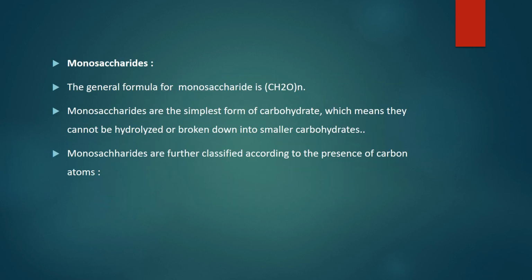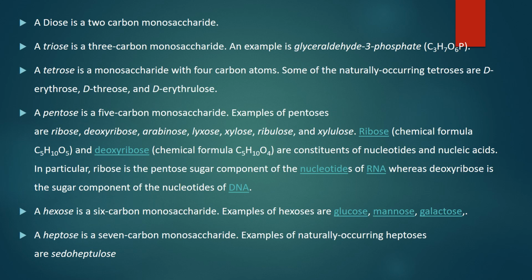The general formula for monosaccharides is CH2O n times. Monosaccharides are the simplest form of carbohydrate, which means they cannot be hydrolyzed or broken down into smaller carbohydrates. They are again classified according to the number of carbon atoms. Diose is a two carbon monosaccharide. Triose contains three carbon atoms. An example for this is glycerol 3 phosphate.